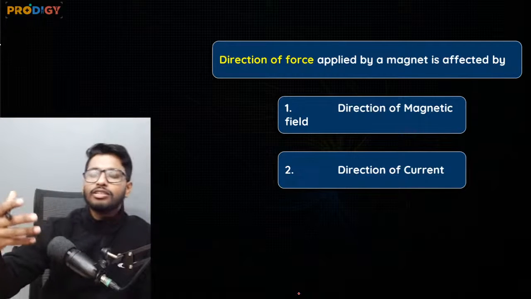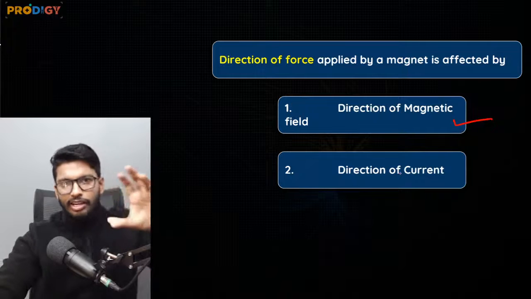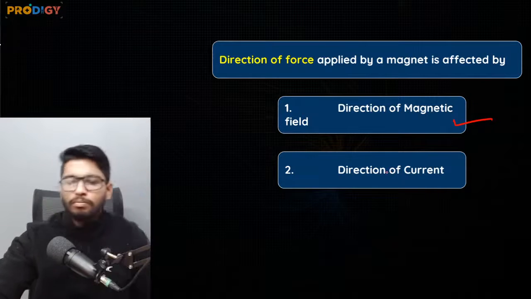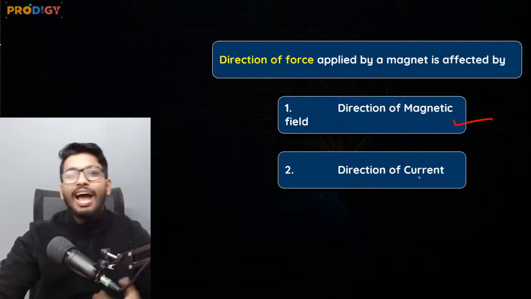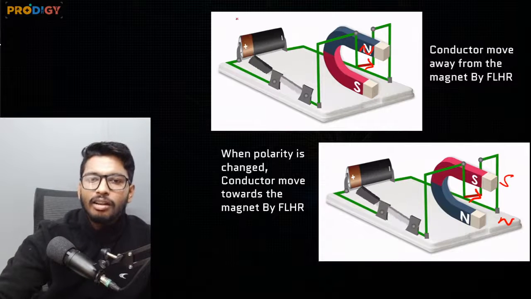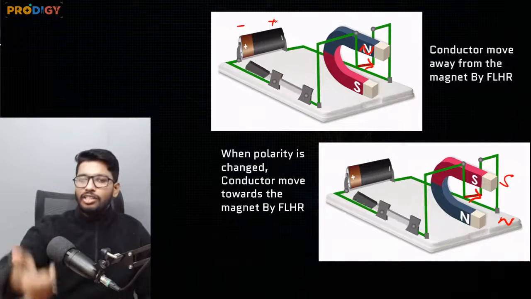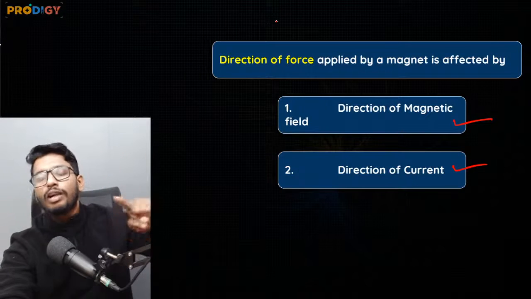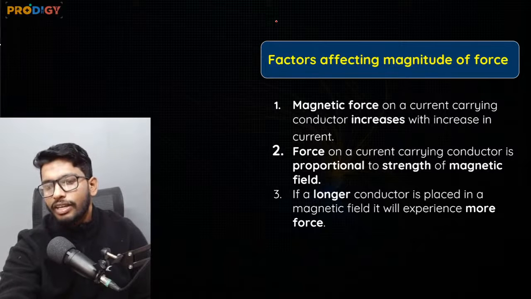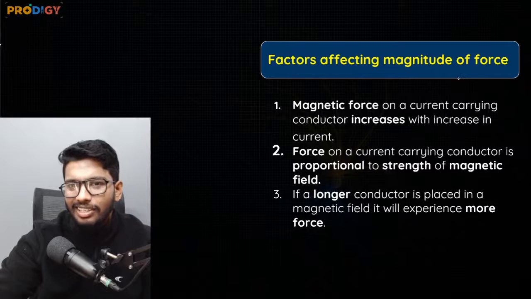Now, talking about the direction of this force, guys, it depends on two factors. One is the direction of the magnetic field. Like I told you, if you change the polarity, that can impact the direction of the force on the conductor. And if you change the direction of current also. So let's say I make this negative and this the positive terminal. If I turn the battery around and change the polarity, that can also impact the direction of the force as well.